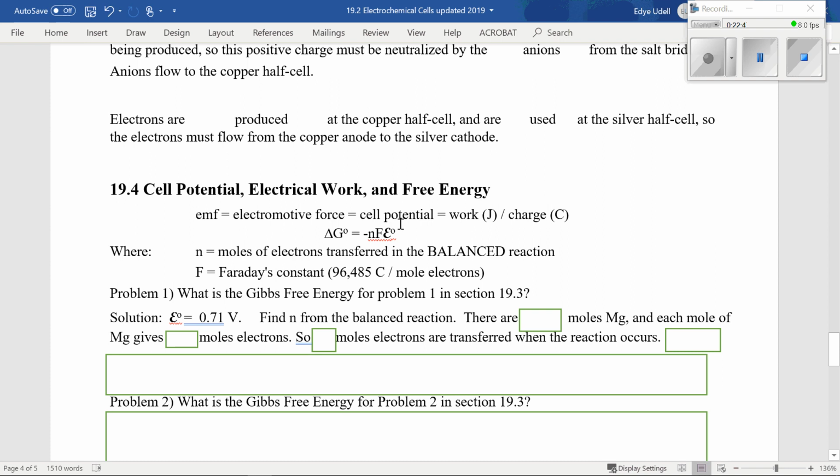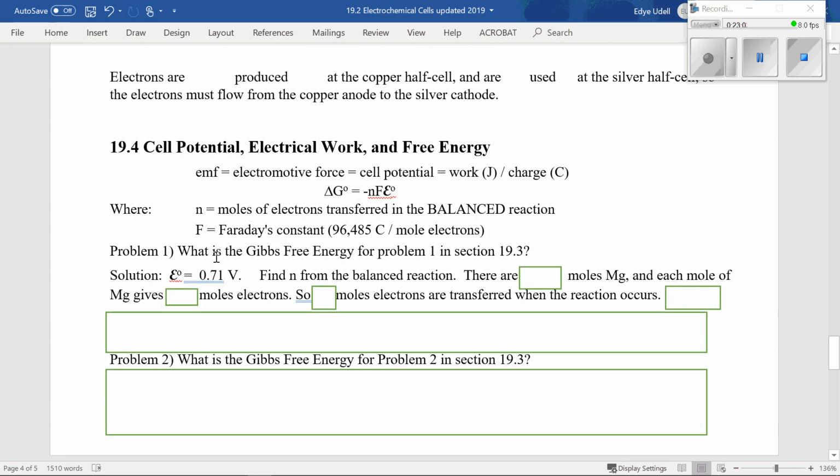Cell potential, electrical work, free energy. So there's a relationship between Gibbs free energy and the cell potential. N stands for the moles of electrons transferred in the balanced reaction. F is just Faraday's constant that was listed up on the first page. So let's do a couple problems.